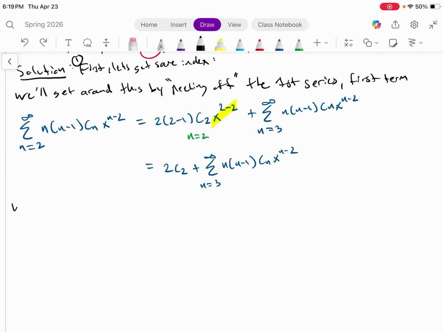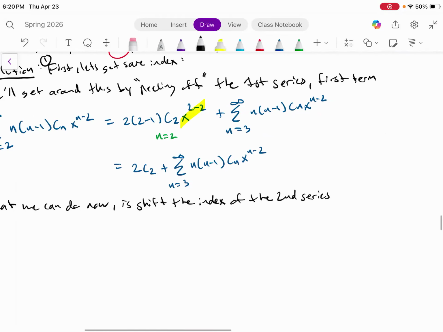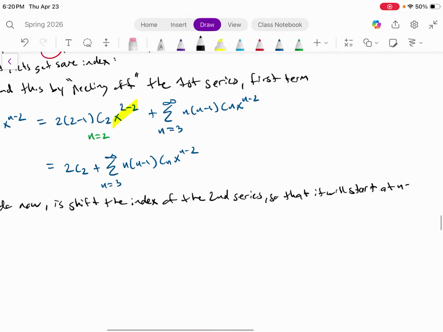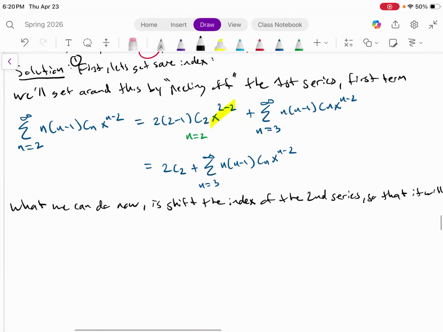So here's what I'll say. What we can do now is shift the index of the second series so that it will start at n equals 3. Okay, what does index shifting mean?